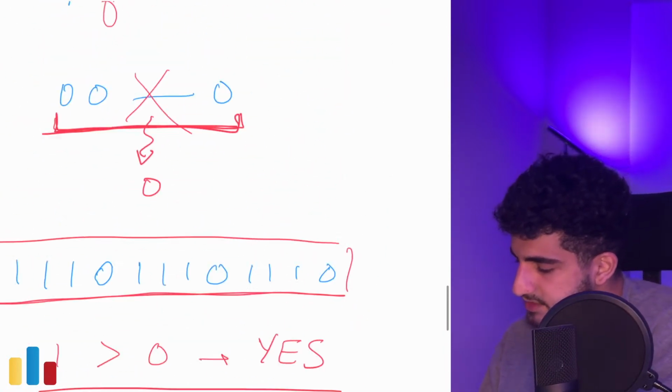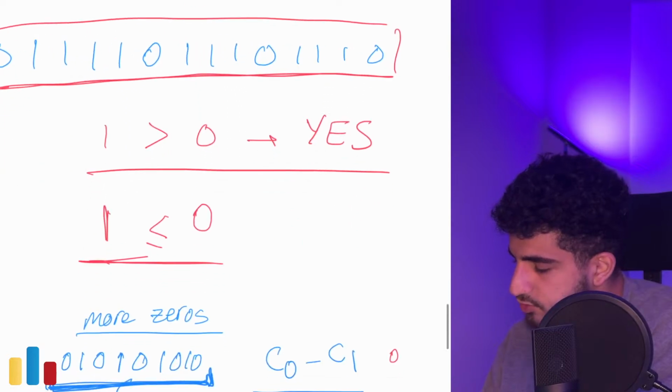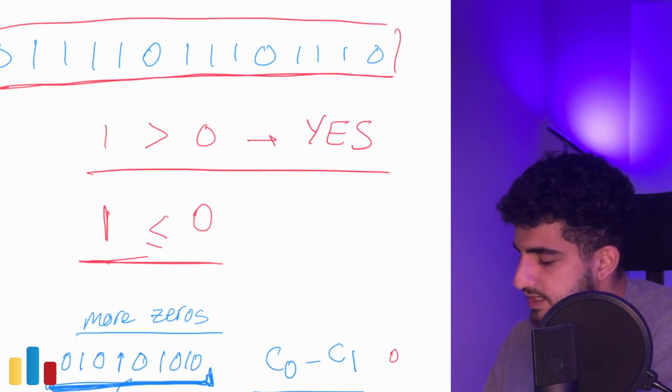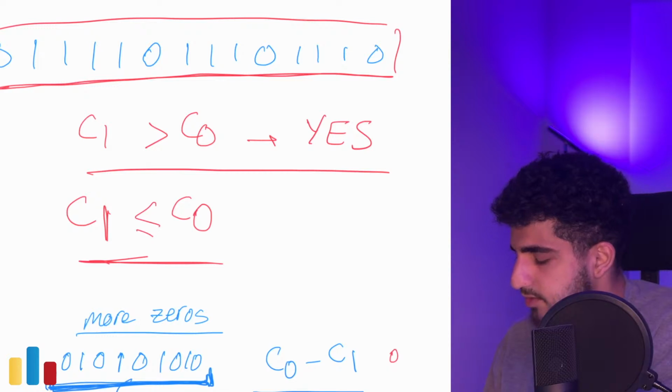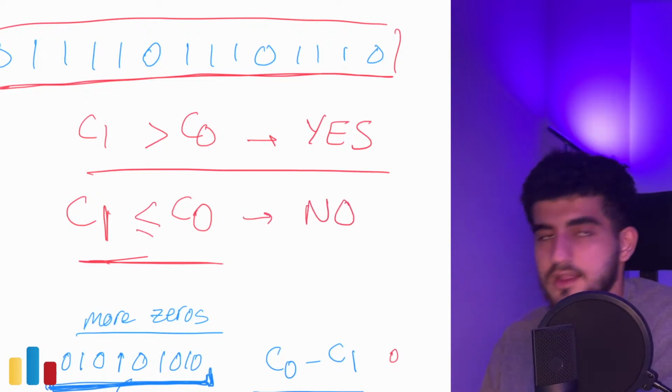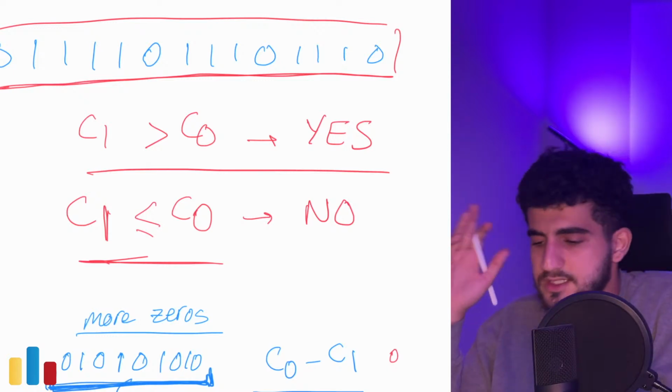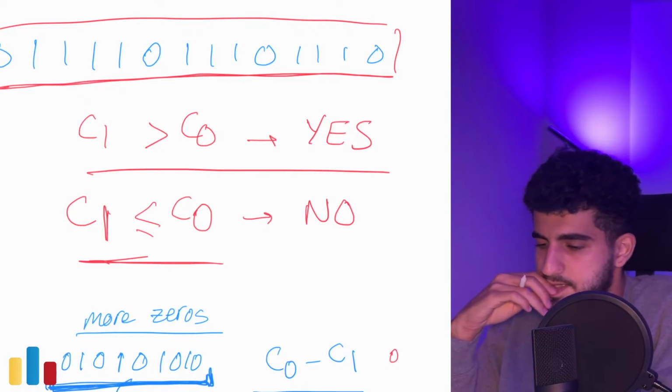So as I said, here there are two cases. If the number of ones is greater than the number of zeros, let's show it with C0 and C1, then the answer is yes. Otherwise, if the number of zeros is greater than or equal to the number of ones, the answer is definitely no, because it always remains like this. There's no way that we can change it.